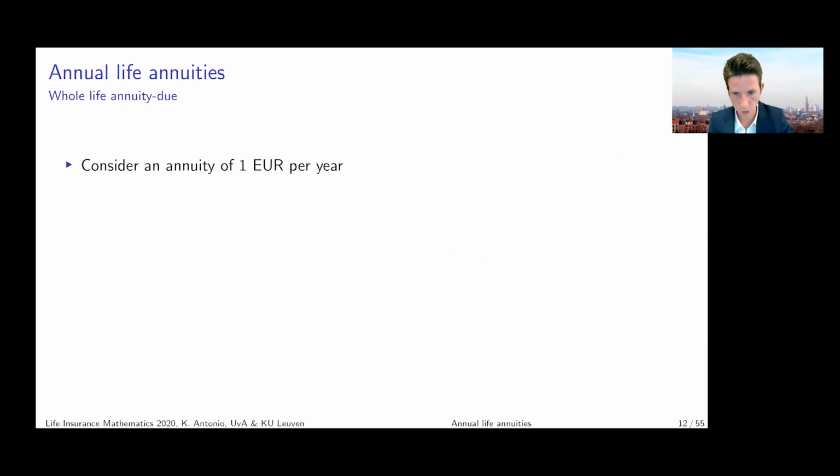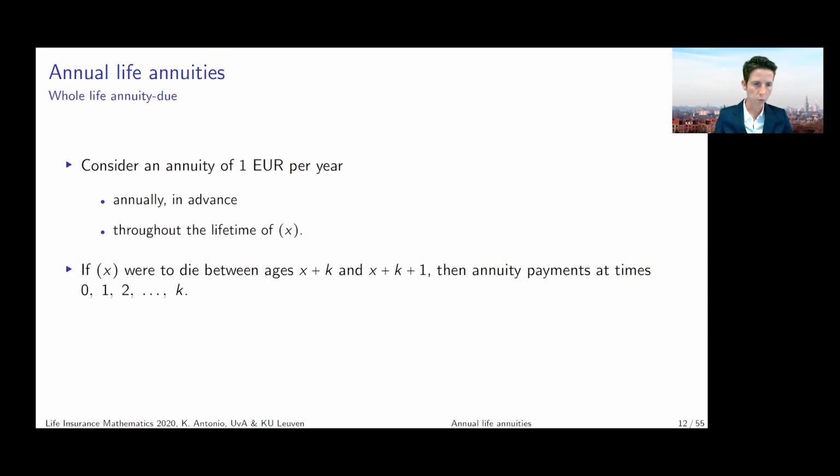And what we now want to do is step from the annuity certain to the life annuity. We're going to start with an annual life annuity, more specifically a whole life annuity due. So it's a whole life annuity, that means it will continue as long as the policyholder lives. It's an annuity due, that means it's going to pay at the beginning of the year, right? So let's say we start with an annuity of €1 per year, annually in advance. So it's annual, so it's discrete time, throughout the lifetime of my policyholder X.